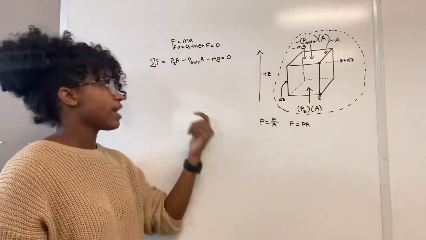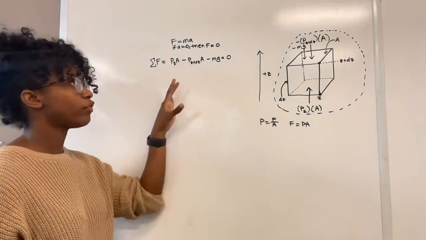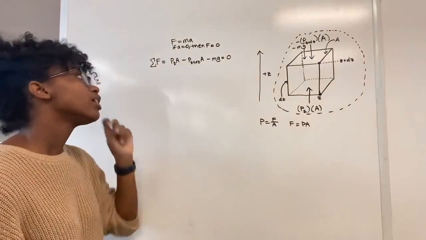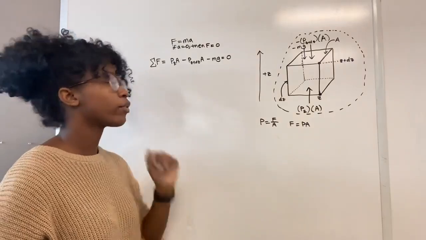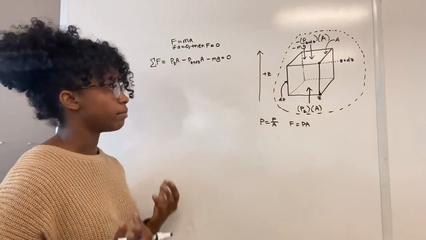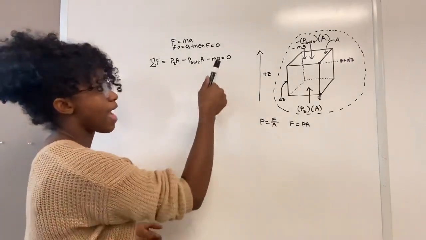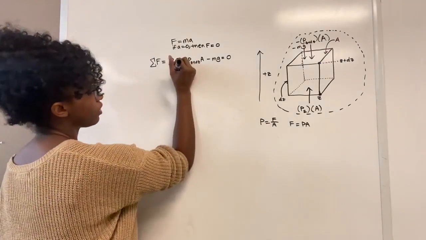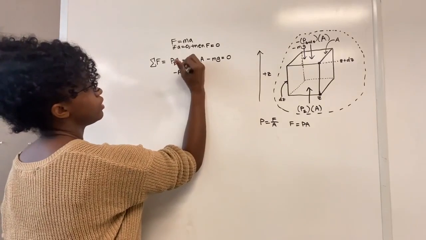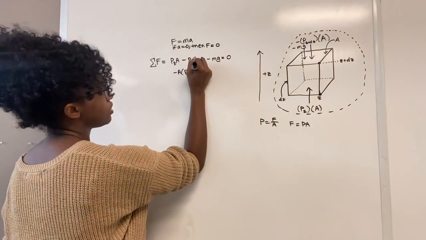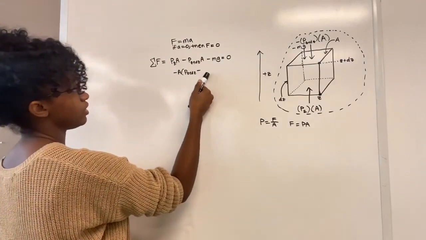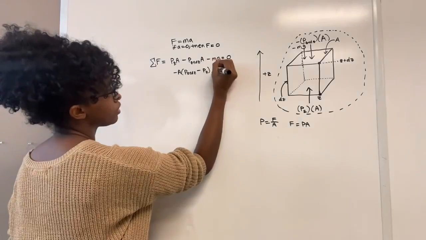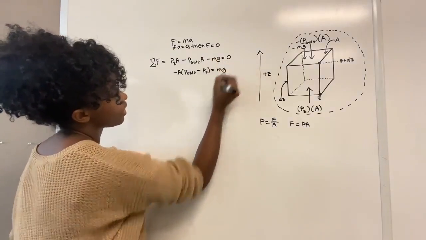And so now I'm going to do a little bit of algebra. I will factor out a negative area from these two terms so that we can have our pressure at Z plus dZ be positive, and then I'm going to add our mg term to both sides so that we're left with the negative area times the pressure at Z plus dZ minus, since this is positive, we have to make it positive, the pressure at Z is equal to the mass times the acceleration due to gravity.